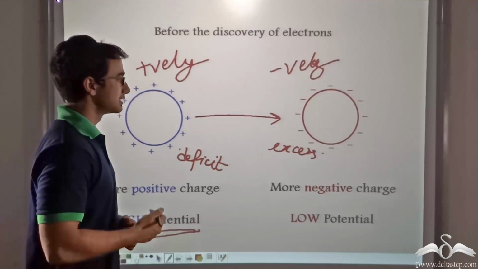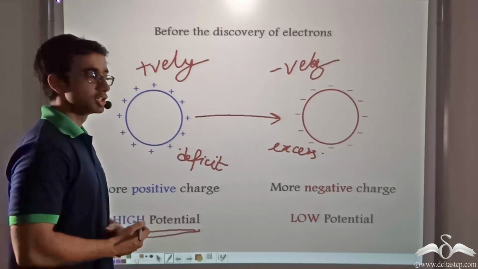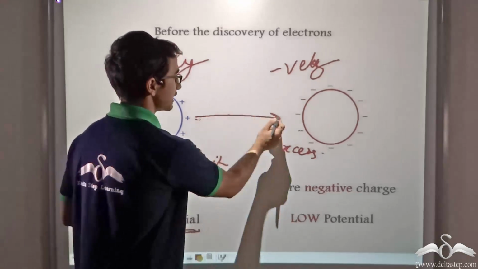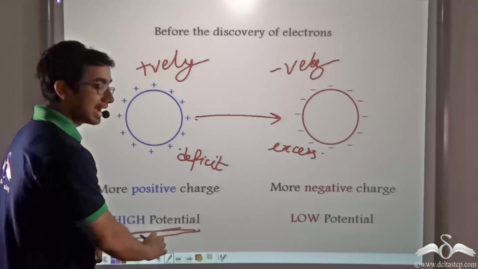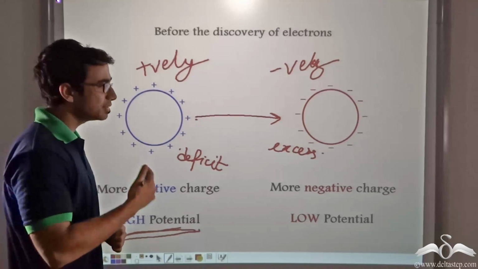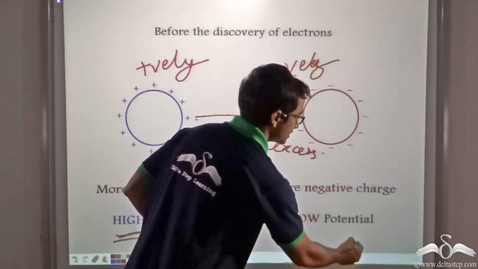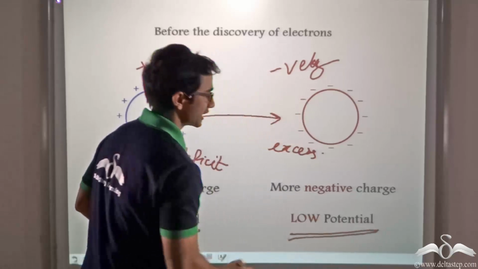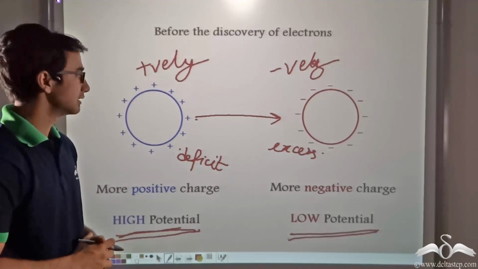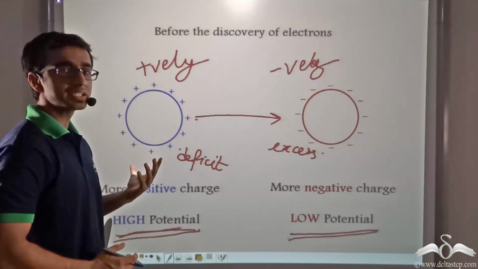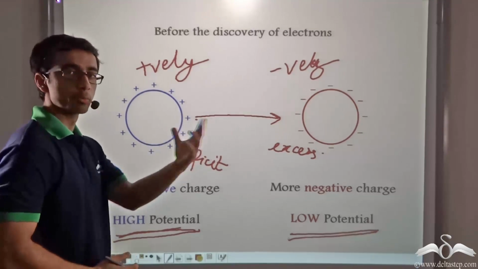Likewise, since the positive charges were considered to be flowing from the positive to the negative body, and the positive body was considered to be at a higher potential, similarly, the negative body was considered to be at a low potential. So it was thus discovered and stated that the flow of current is from high potential to low potential.